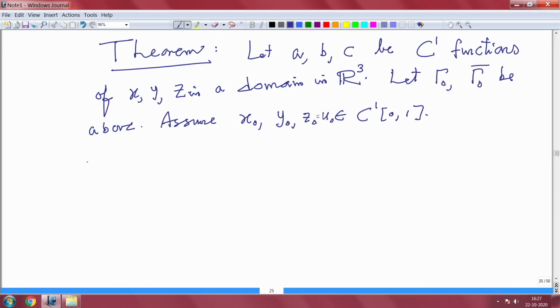And the important thing is about the assumption for the condition to apply. This is called the transversality condition.